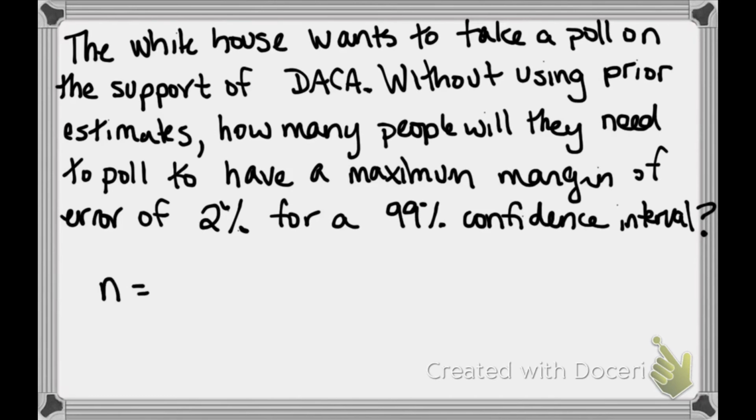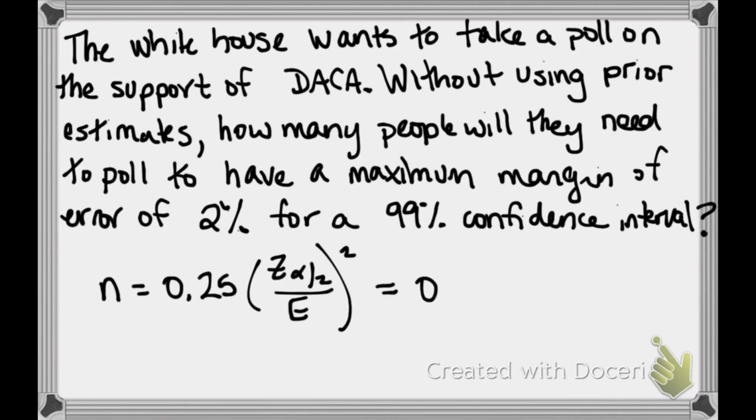So next, the White House wants to take a poll on the support of DACA. Without using prior estimates, how many people will they need to poll in order to have a maximum margin of error of 2% for a 99% confidence interval? So here's our formula, n equals 0.25 times z alpha over 2 over the margin of error, squared. So we need to find what z alpha over 2 is in this case.